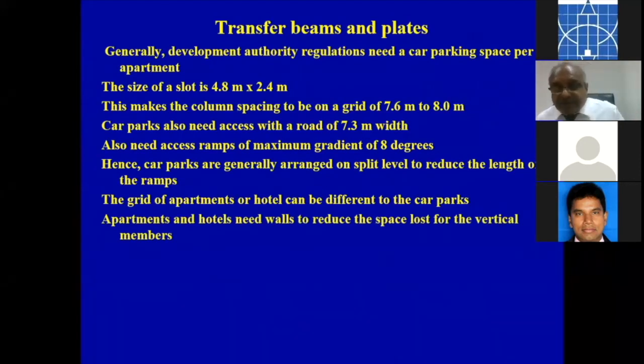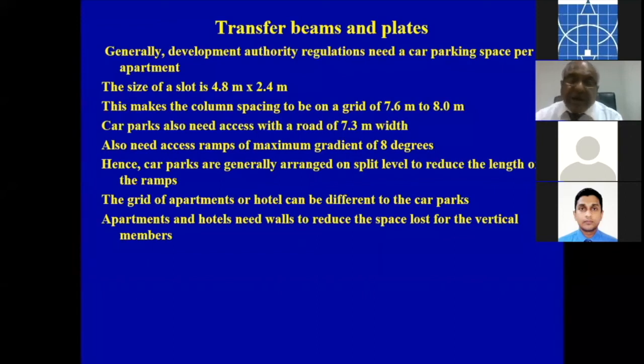So we skip this particular slide, but I'll be using it again. Now we look at some of the special features that we have to consider in planning buildings in Colombo, because one of the UDA regulations is that all office buildings and apartment buildings must have their own car park. Without a car park, you can't use a building in Sri Lanka. It's a very strict regulation. So what happens when you go for car parking? The size will be 4.8 meters by 2.4 meters for each car parking slot. Which means you now have to consider a grid of about 7.6 meters, so that 3 cars can be parked in between 2 columns.